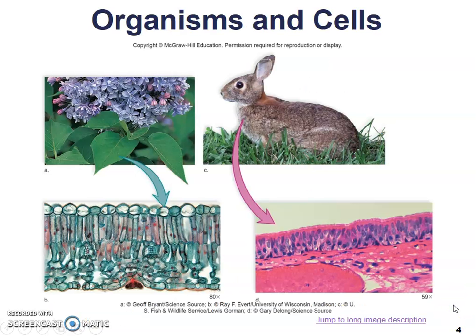Here we have some pictures of cells. We have a plant here. This looks like a lilac, and then a zoomed in view using a microscope. This is 80 times magnification. You can see the various types of cells there. On the right, we have a bunny rabbit and a zoomed in view of its skin cells. If I were to take a guess, this is at 59 times magnification.